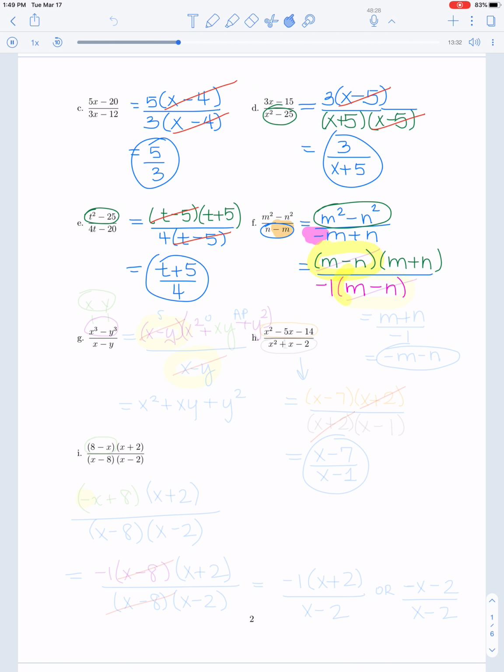Notice that right here. The m minus n is now identical in the top and the bottom, so they can be canceled out. We're not done yet, though. We get m plus n on top, and we still have a negative 1 on the bottom. Now we have to simplify this if we can. Remember, dividing by a negative 1 flips the signs of everything. So we have everything as positive on top, so dividing by a negative 1 will make everything negative now on top. This is our final answer.